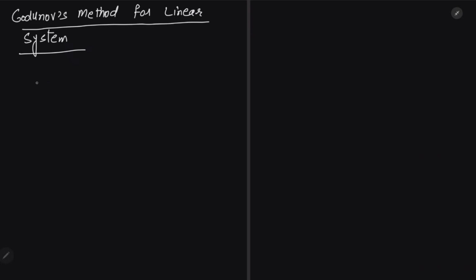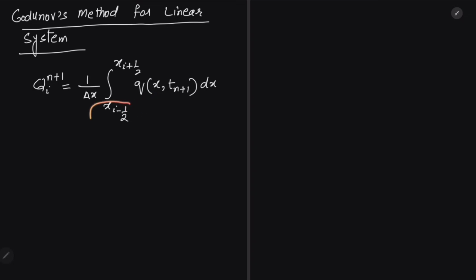We know that to find the quantity, we write Q_i^{n+1} equals 1 over delta x, integral from x_{i-1/2} to x_{i+1/2} over the cell, and we write it like this: q(x, t^{n+1}) dx. When we take an average of the quantity q over the cell, then we have the value Q_i^{n+1}. That was all we did in our previous lectures.